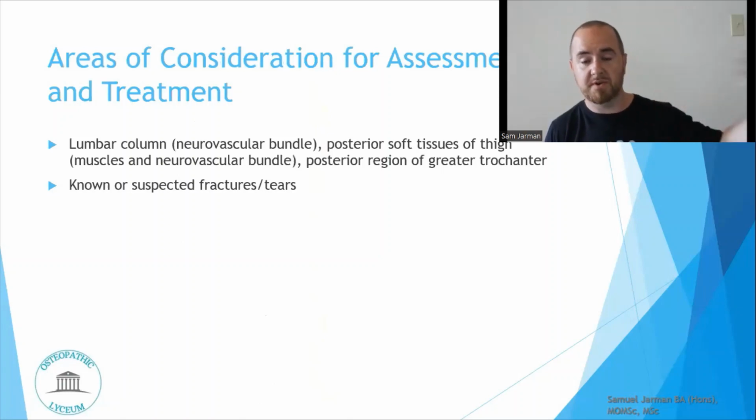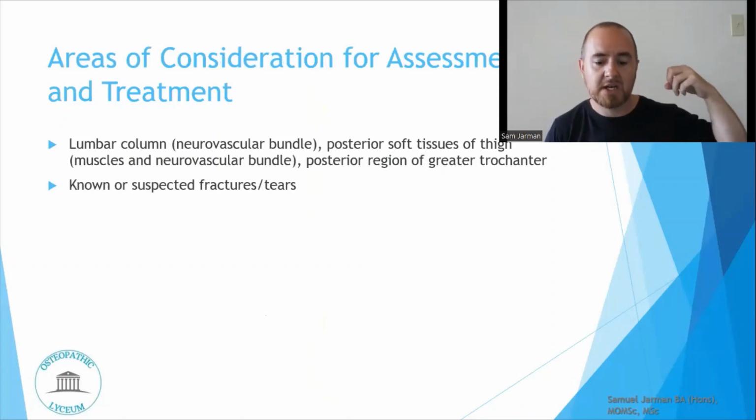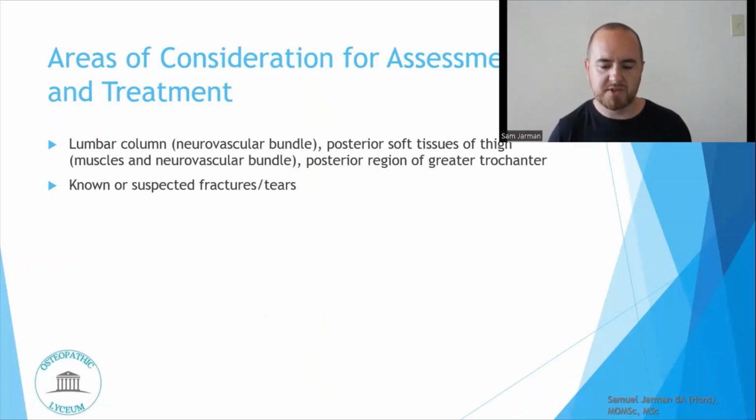So as we've already noted in varying ways, the areas of consideration for assessment and treatment: the lumbar column, again, neurovascular bundle, the posterior soft tissues of the thigh, the muscles and the neurovascular bundle, the posterior region of the greater trochanter, but you do also have to, as far as the vascular portion of it, consider the inguinal region and the anterior thigh to some degree.